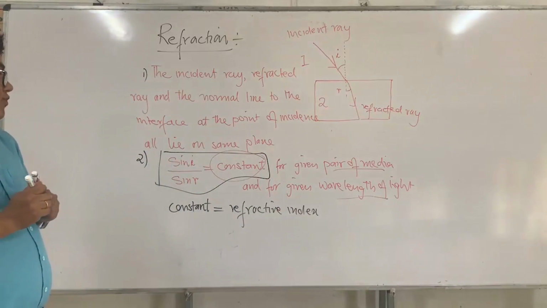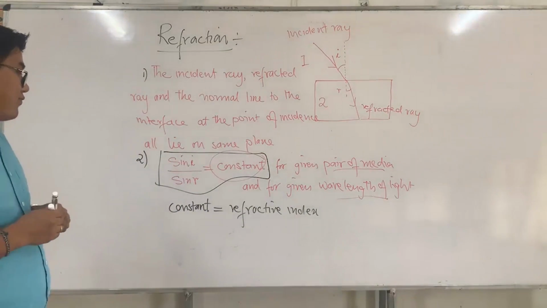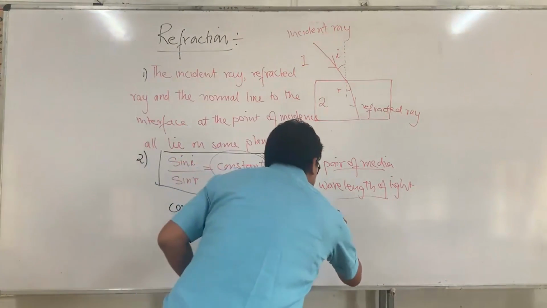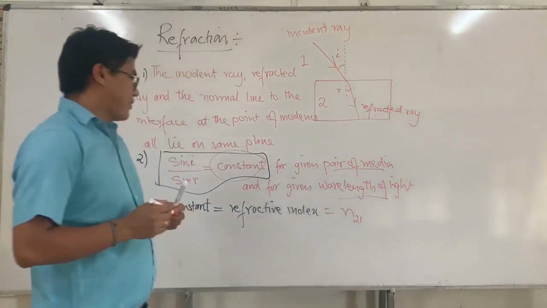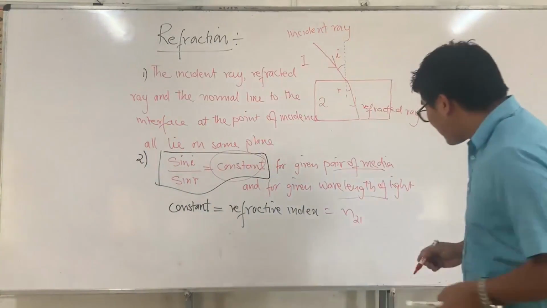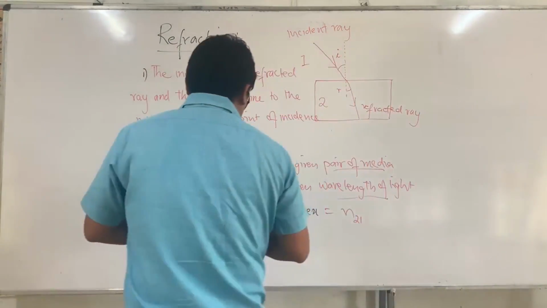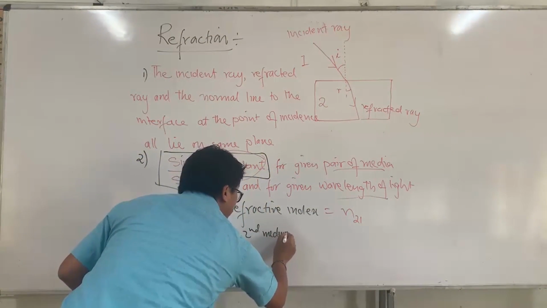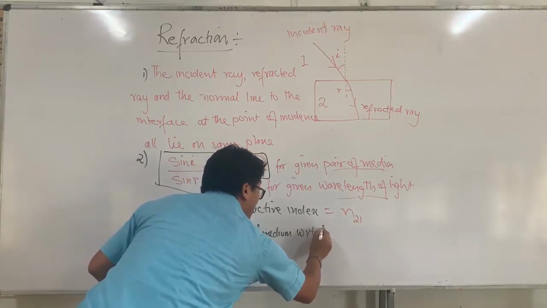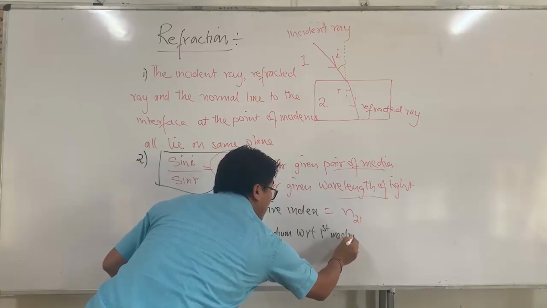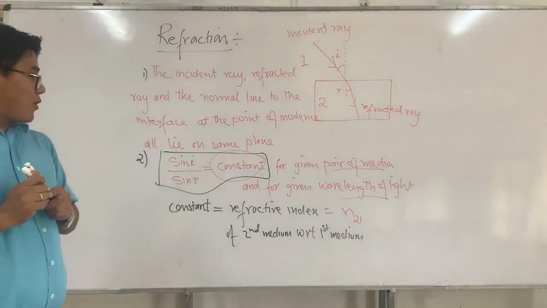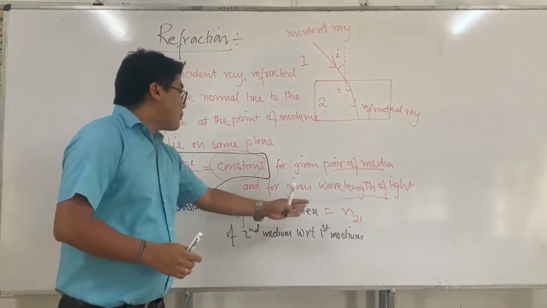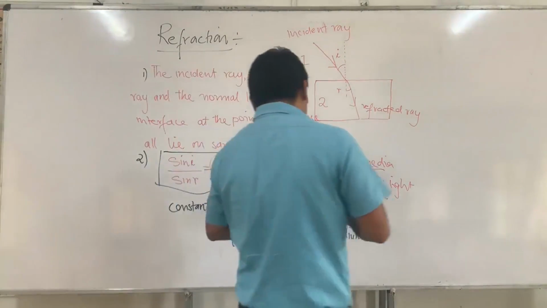Refractive index of a pair of media. This is what we call, let's say, n21. So this is what we call refractive index of the second medium with respect to the first medium. So I have mentioned the second medium with respect to the first medium. That means this constant depends on two media. Alright, so this is what I have done. This is constant.